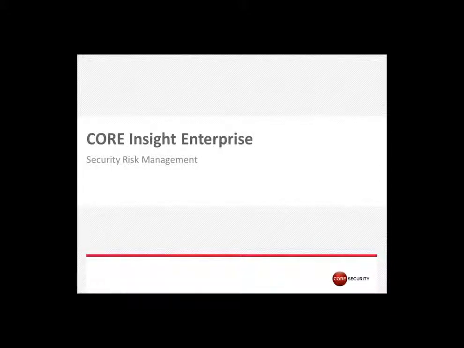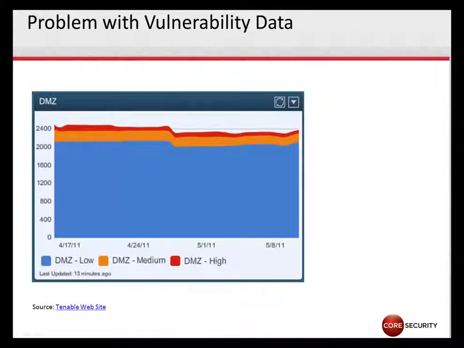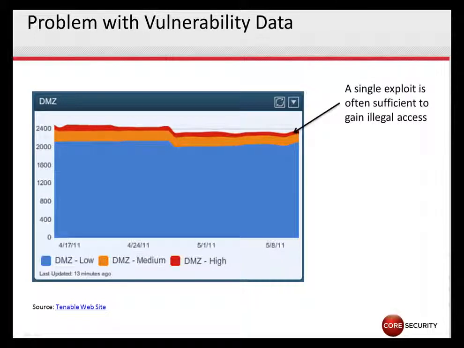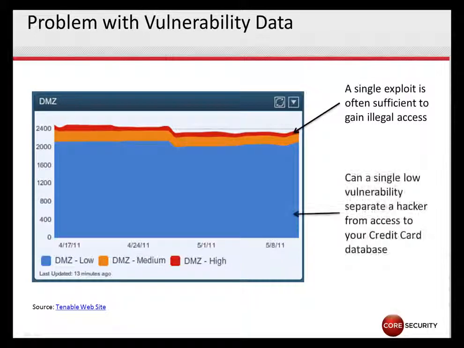During this short video, we'll introduce you to how Core Insight Enterprise can better help your organization manage security risk. Let's focus in on the output of a standard network scanner. Here you can see that the scanner is generating a report that has 3 vulnerability categories.